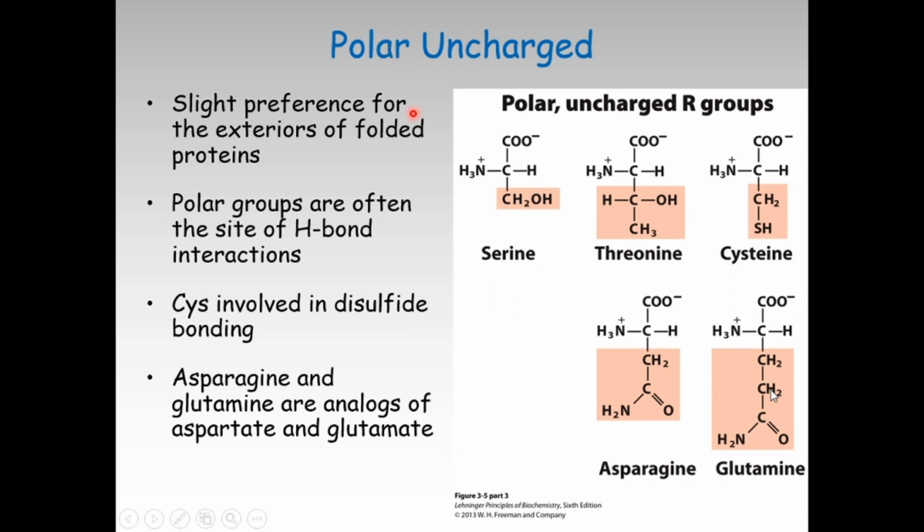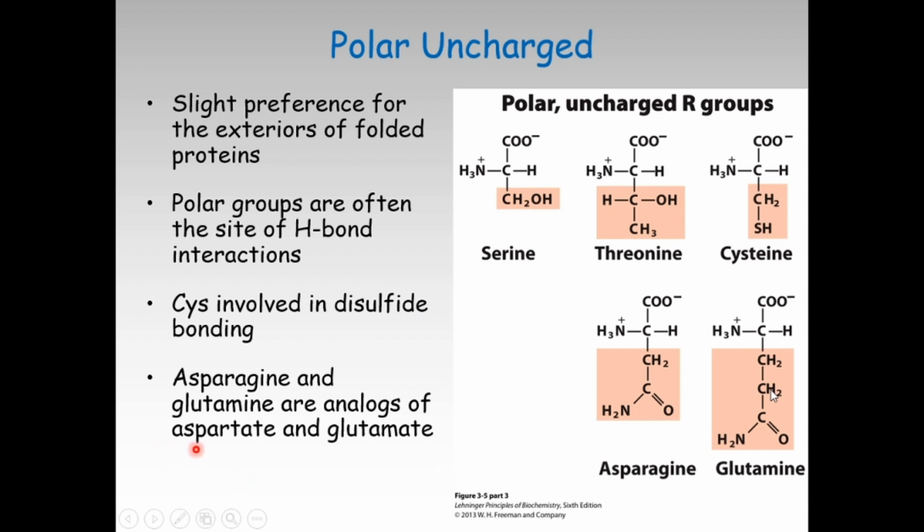Now let's look at the third group, polar uncharged amino acids. There are 5 of them here, right? They have a slight preference for the exteriors of folded proteins. Polar groups are often the site of hydrogen bonding interactions. Cysteine is involved in disulfide bonding. Asparagine and glutamine are analogs of aspartate and glutamate.